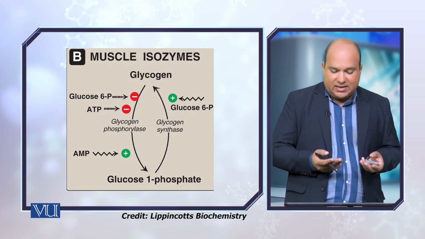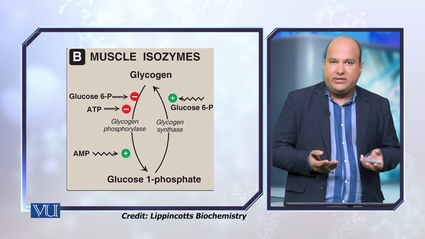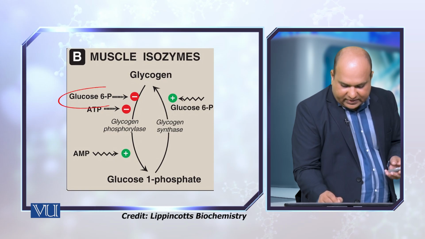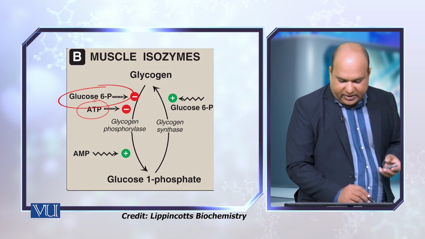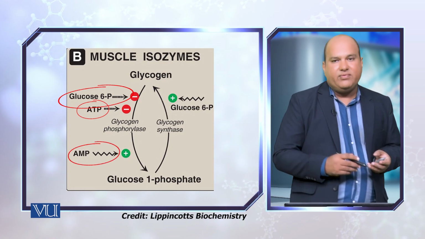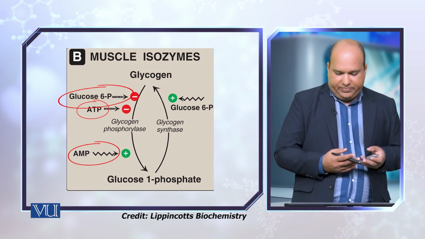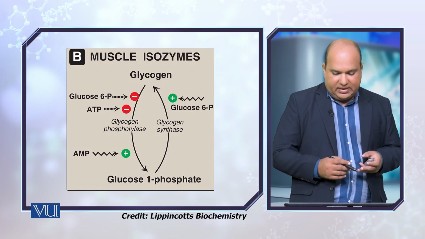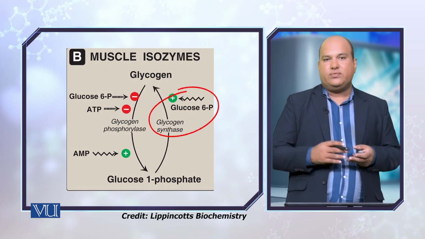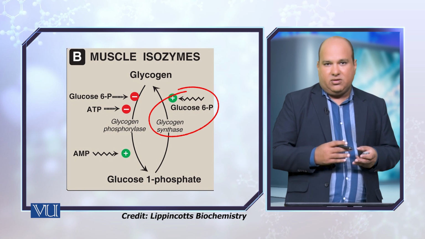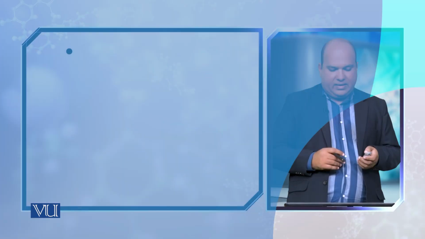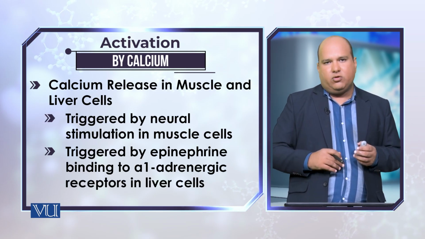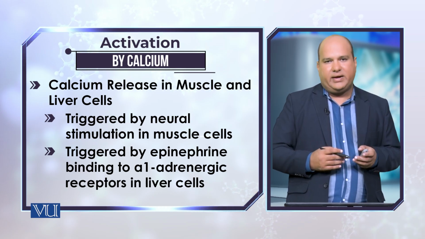Similarly, your muscle also needs glycogen degradation because it needs energy. So again, glucose 6 phosphate and ATP will act as negative regulators, and AMP will act as a positive regulator of the process of glycogenolysis, and the reverse will be the case for the synthesis of glycogen, or glycogenesis.